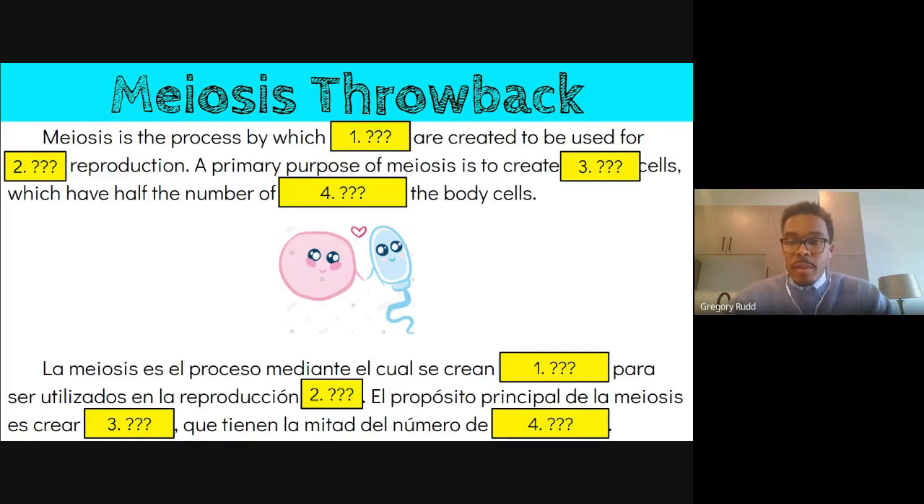This is where you should be flipping back in your notes and looking for notes about meiosis. We talked at length about this in Unit 3.